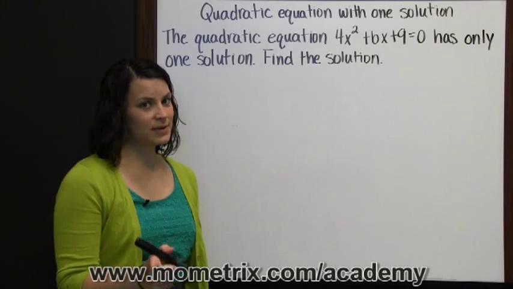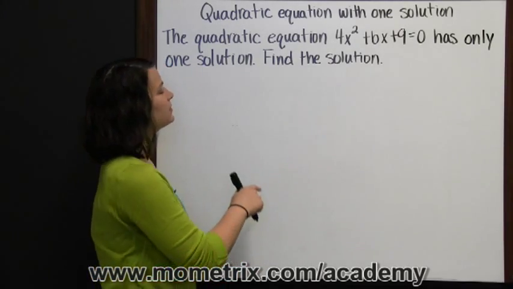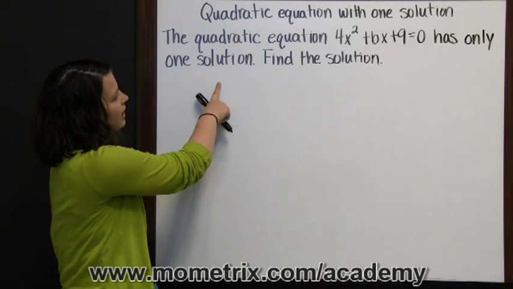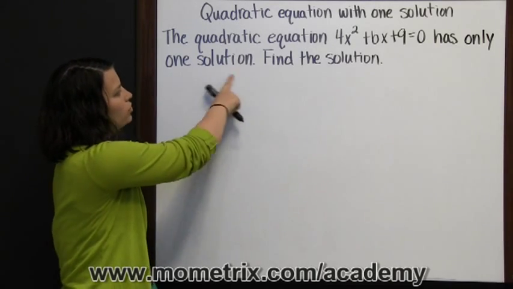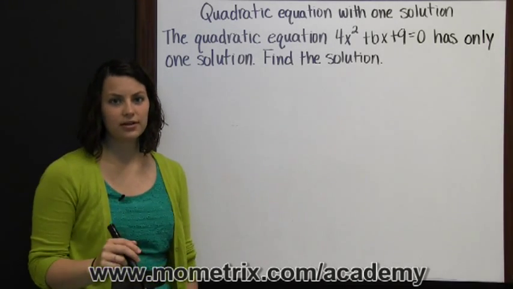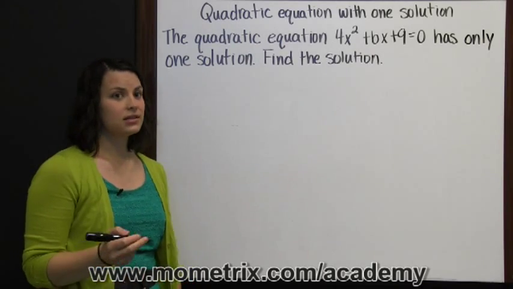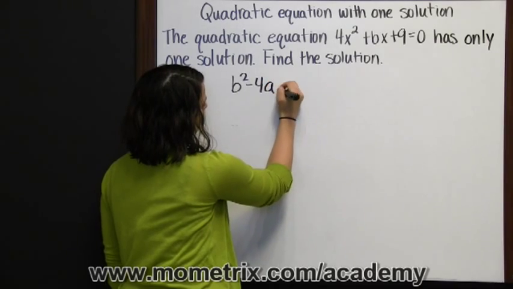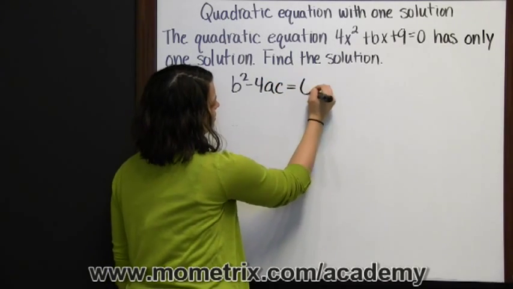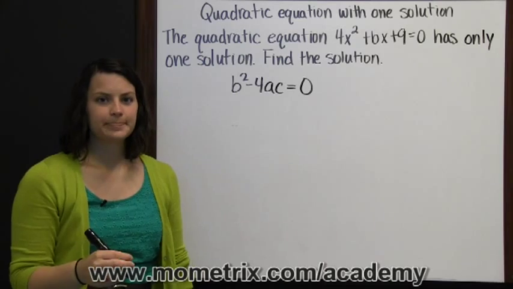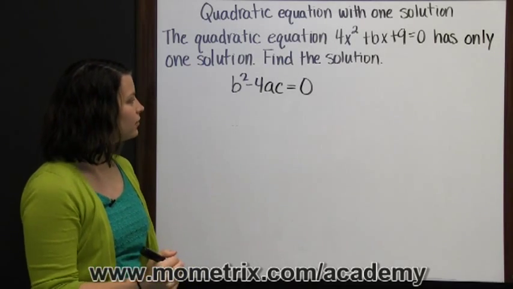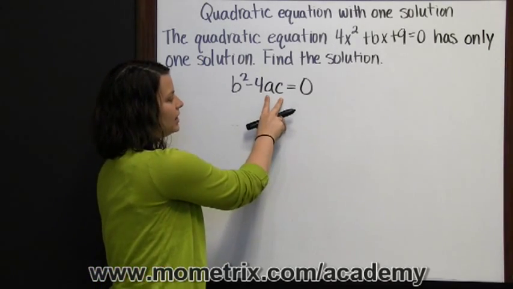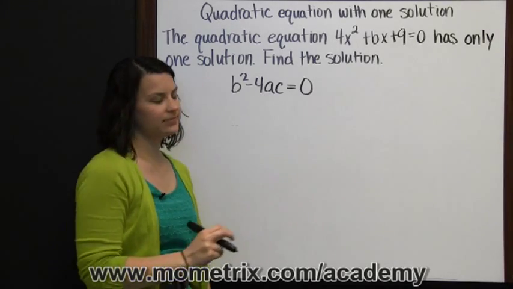We can find b, though, because they gave us a clue. They told us that this quadratic equation only has one solution, and that means that the discriminant, b squared minus 4ac, must be equal to 0. So using that information, and since we know a and c, we can find our b.